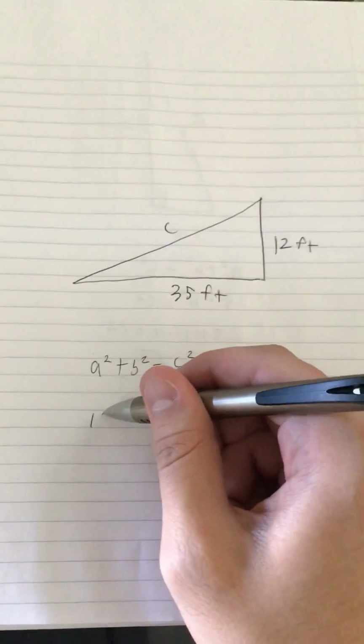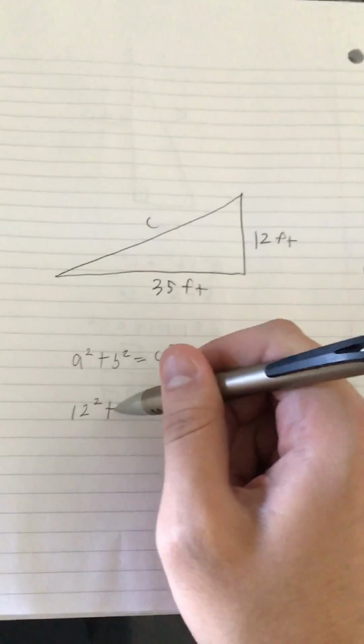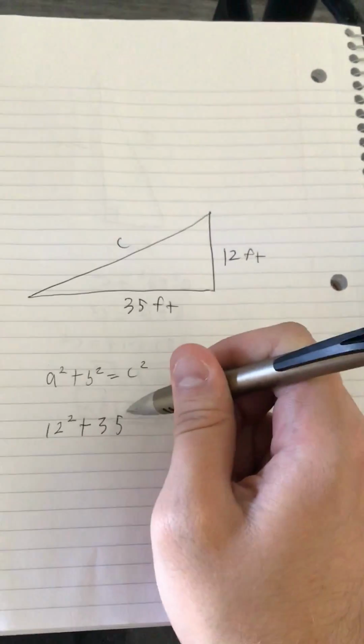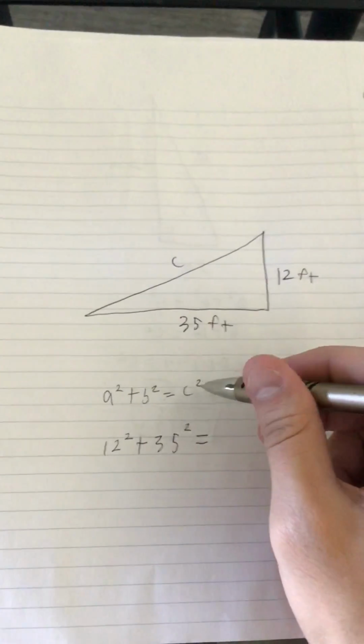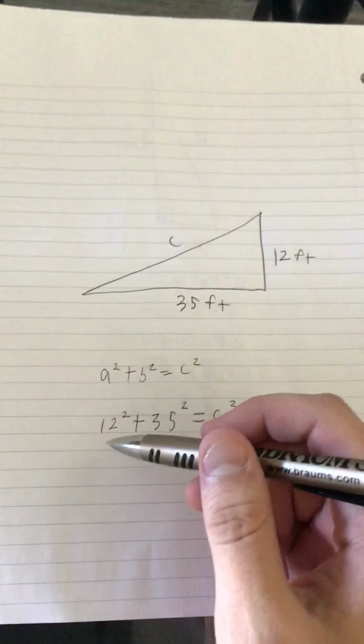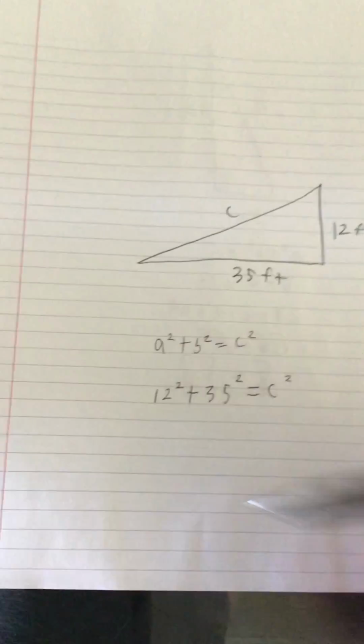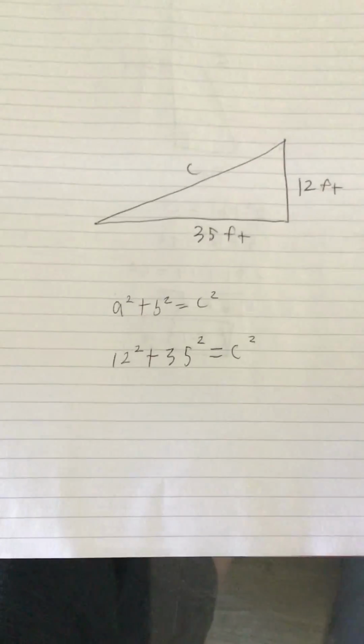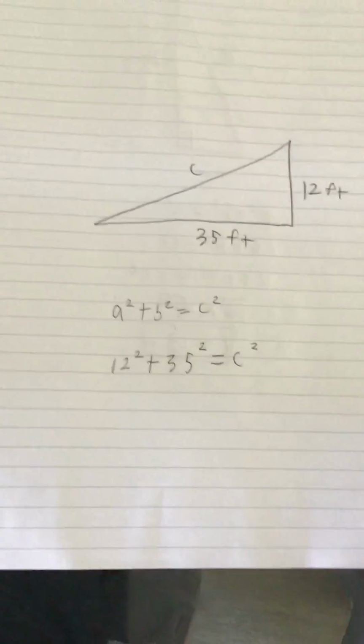So that's 12. We include the squared, plus 35, and always remember that's squared, equals, well, we don't have the C squared yet, so we're just going to bring that right on down, C squared. So now we got to do some calculations here. We need to use our handy dandy calculator, and we need to figure out what 12 squared is. That would be 12 times 12.